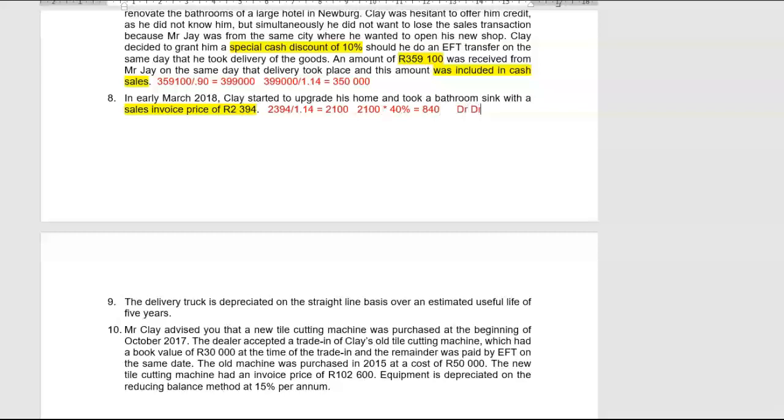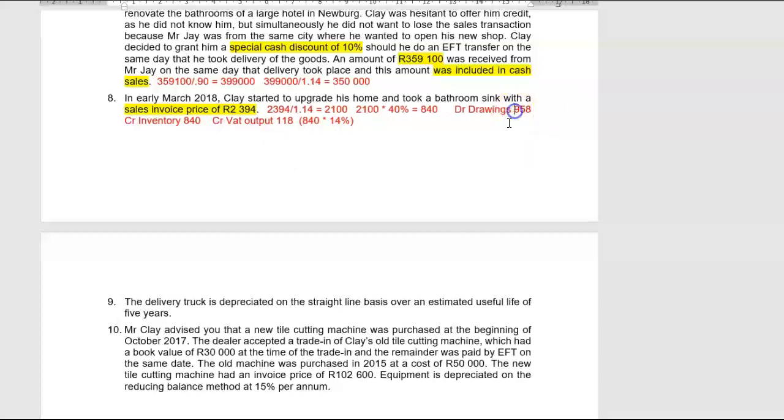We said debit drawings. We would have said credit our inventory account with what? With the cost price of the inventory of 840 rand, and credit VAT output with what? With the VAT on the 840 rand, which gives us 118 rand. So 840 times 14%. That's 118 rand. Drawings obviously would have been debited with a total of 958.